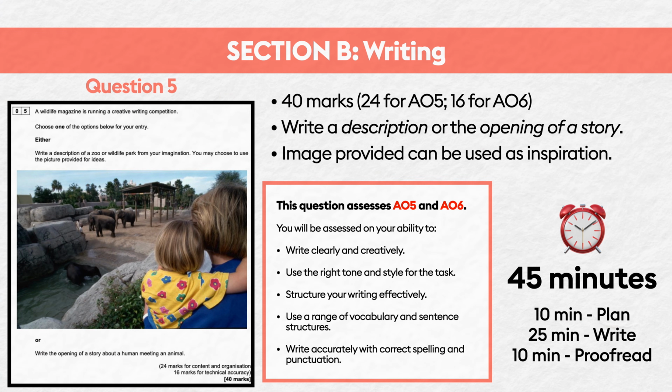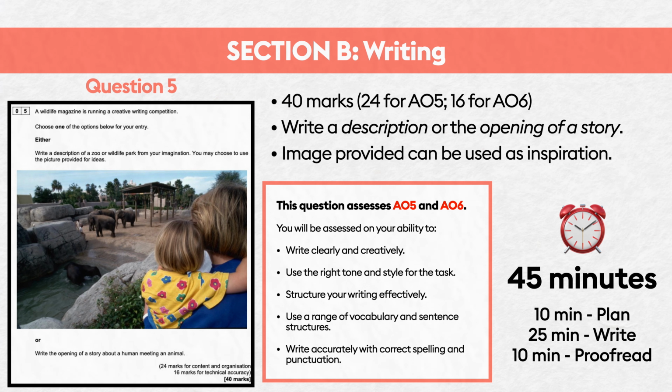Section B is the writing section, and it contains question 5, which is worth 40 marks in total. Those 40 marks are split into 24 for AO5 and 16 for AO6. You will be asked to write either a description or the opening of a story. You may be given an image, but the image is there as inspiration. You do not have to describe the exact picture you're given.